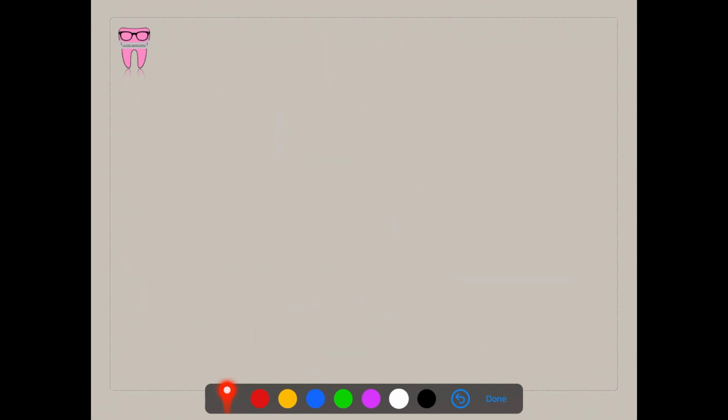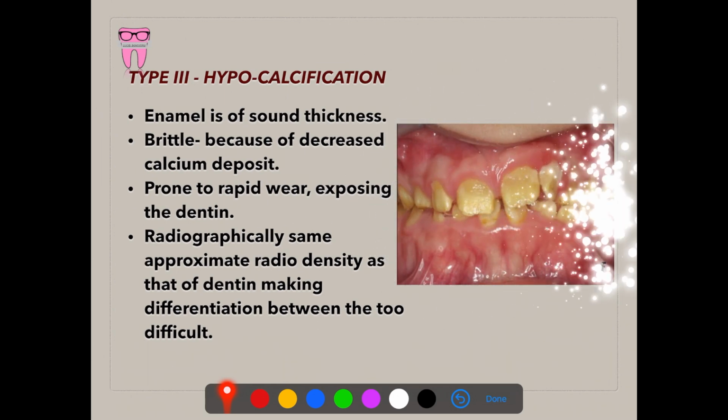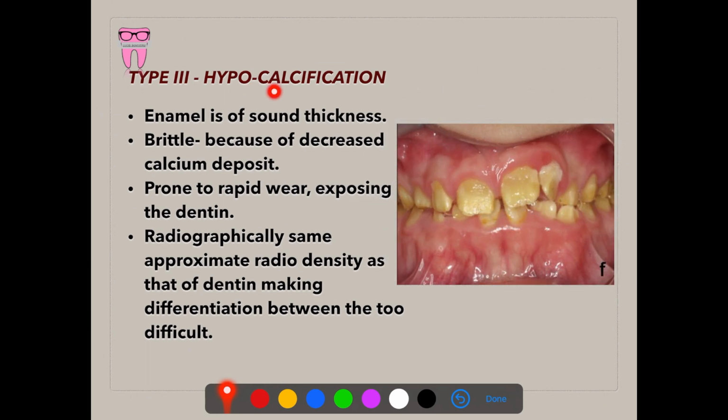Now coming to the third type of amelogenesis imperfecta, that is the hypocalcification type of amelogenesis imperfecta. With the name, we know that it is again affecting the third stage of amelogenesis, that is the stage of maturation, wherein calcification takes place. Okay, now let's look into the features. Enamel is of sound thickness because the third stage is getting affected and not the second stage of amelogenesis.